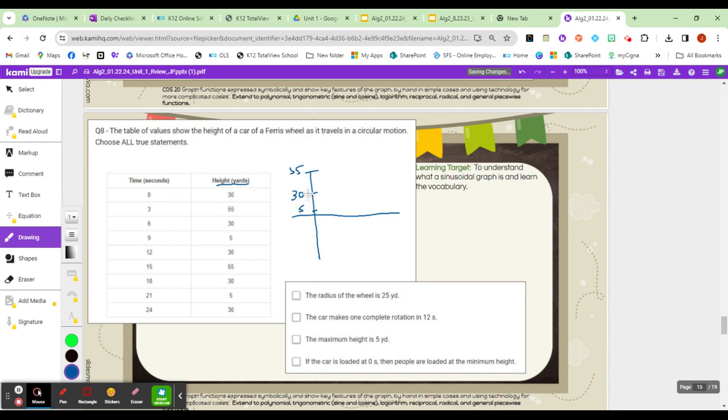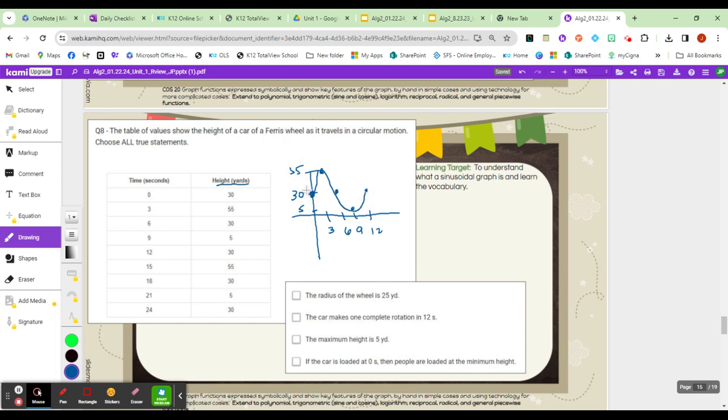So at 0, we start at 30. And then at 3 seconds, here's 3 seconds, we go up to 55. At 6 seconds, we're back down here. At 9 seconds, we are at 5. And then at 12 seconds, we're back at 30. So again, this would be a sine graph because it is shaped like an S.